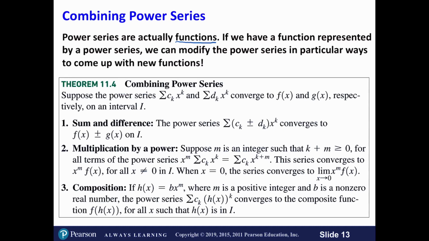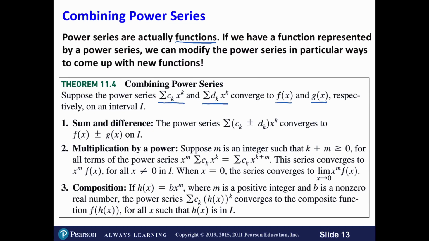Suppose that the power series, sum of c_k x^k and sum of d_k x^k, where c_k and d_k are both constant terms that depend on k. Suppose that each one of those converges to f(x) and g(x) respectively on some same interval I. So maybe it's -1 to +1. They both converge on that interval. We have three rules about what we can do to modify these.